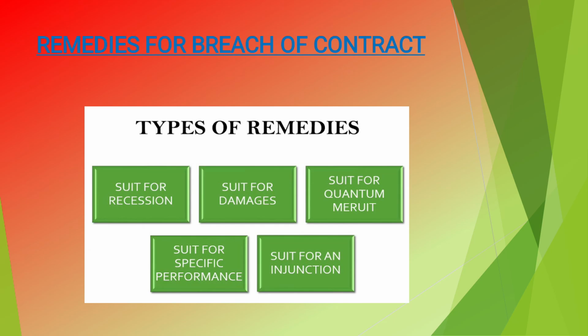So, an injunction is a court order that compels an individual or entity to do, refrain from doing, or to stop doing a specific thing. That is usually here the term stay order. So, this is a stay order which stops the other party in doing the activities which are exploiting the other party. This is called suit for injunction. So, these are the various remedies for breach of contract.